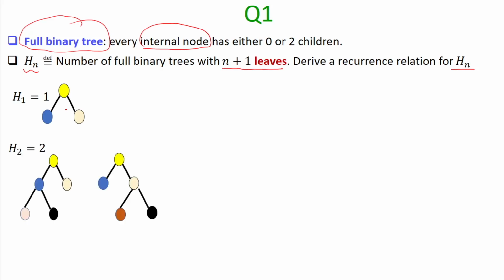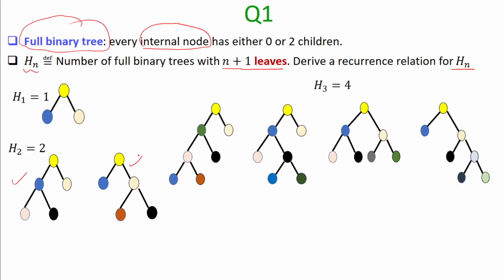There are two structurally different full binary trees which have 3 leaves. This is binary tree number 1. This is binary tree number 2. If I consider h of 3, it basically denotes the number of structurally different full binary trees with 4 leaves. So this is one of the trees, this is the second tree, this is the third tree, and this is the fourth tree.